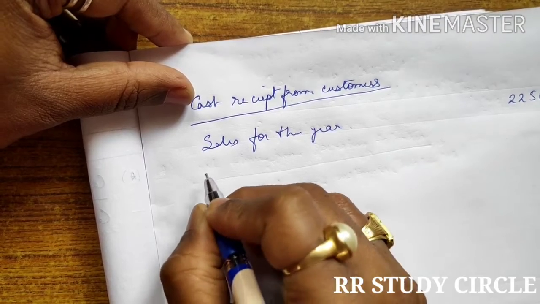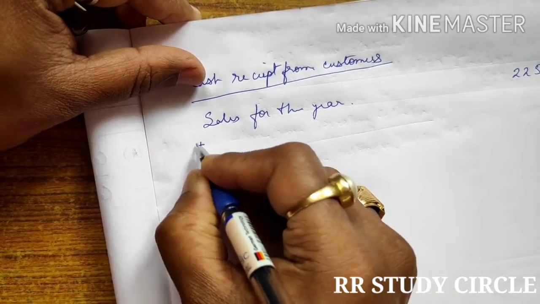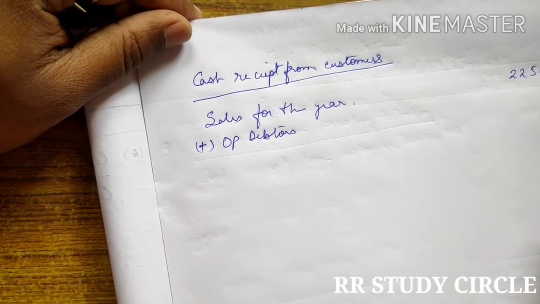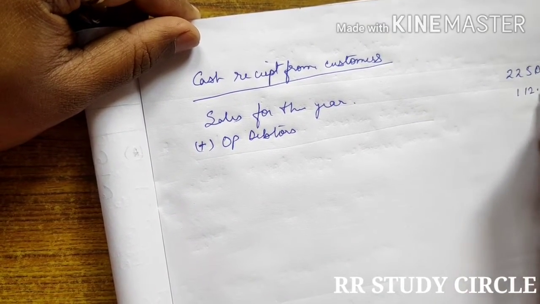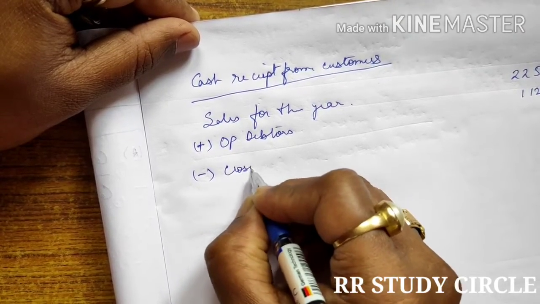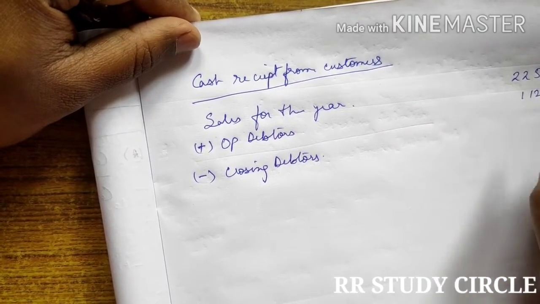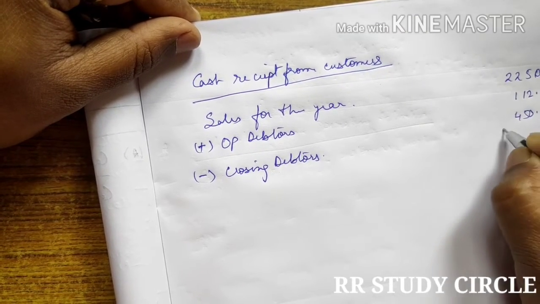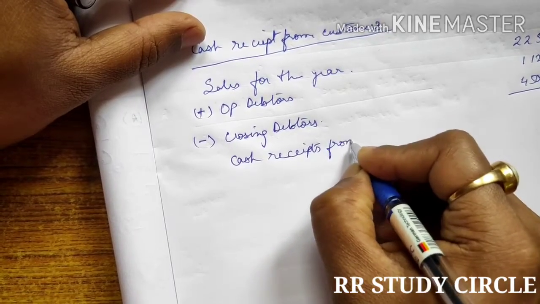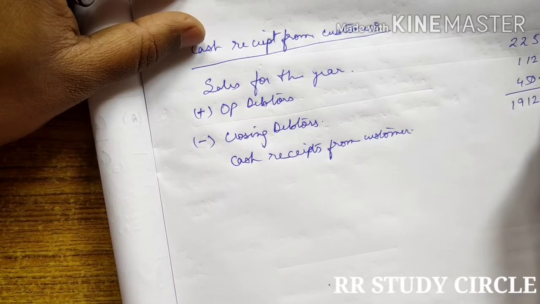Now your debtors have to be also taken into consideration, opening debtors and closing debtors. Now opening debtors has to be added. Add opening debtors, which has been mentioned in the question, as on 30th June 2010. The opening debtors is rupees 112.50, less closing debtors, which is given in the question, 450. So the total amount of cash receipts from customers, after making the adjustment, is rupees 1912.50.